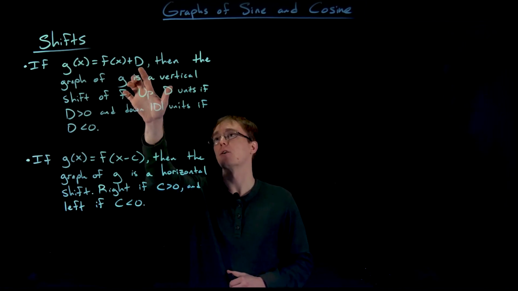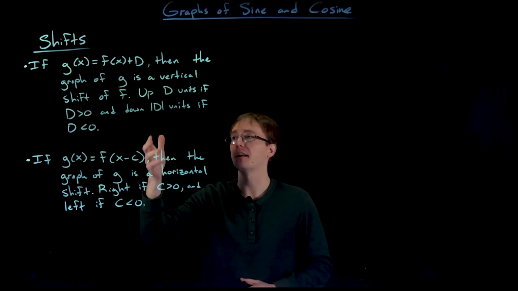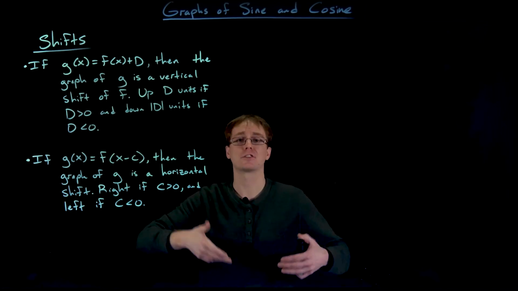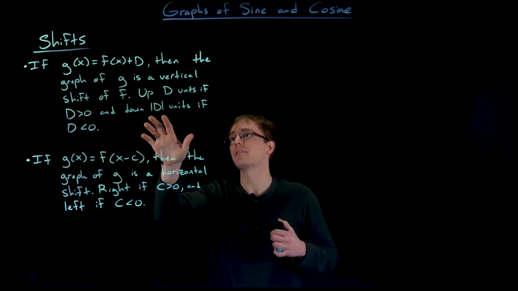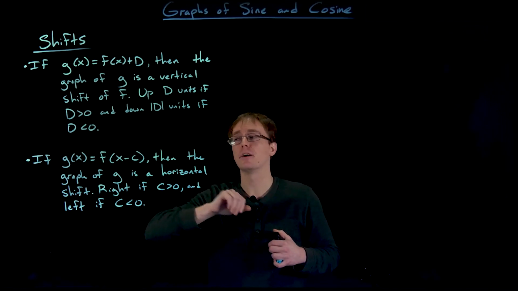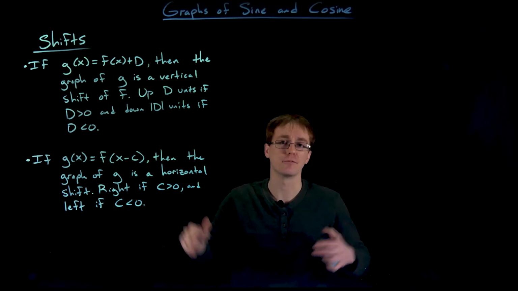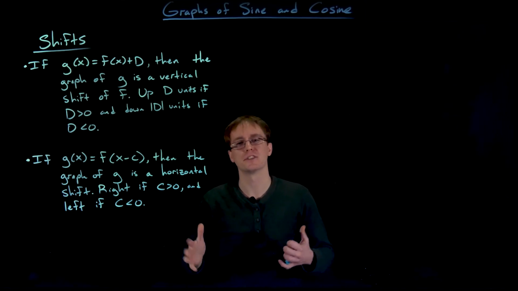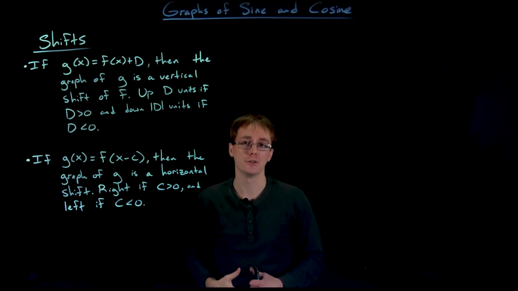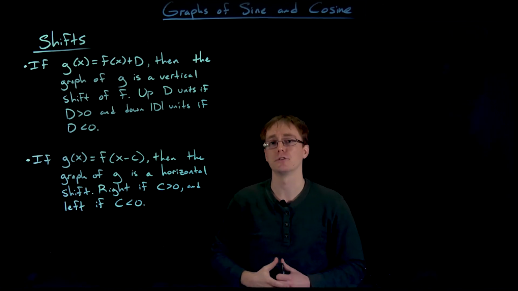If that number or constant d that we're adding on is a positive number, then our graph's going to go up d units. And if that number d is a negative number, then it'll go down d units, or in this notation, the absolute value of d units, because we don't really say something goes down -2 units. We just say it goes down 2 units.